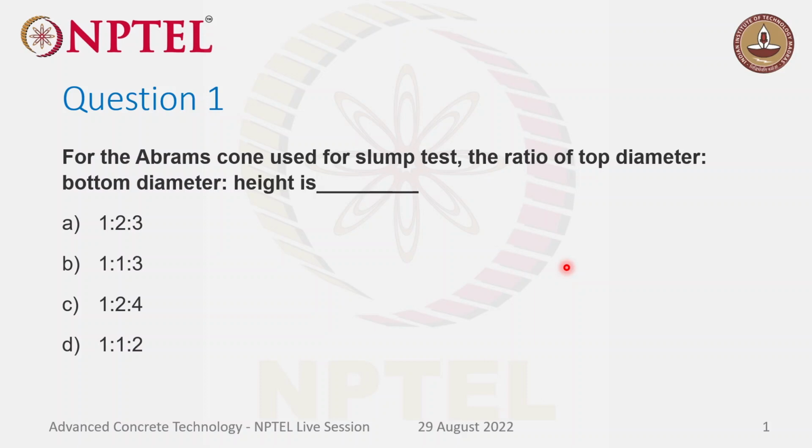For the Abrams cone used for slump test, what is the ratio of top diameter to bottom diameter and the height? It's a type of cone, more accurately a frustum. There will be a top opening and a bottom opening, and there will be a height. So you have to find the ratio of the top diameter to bottom diameter and height.